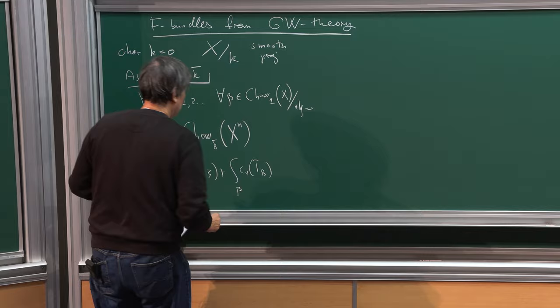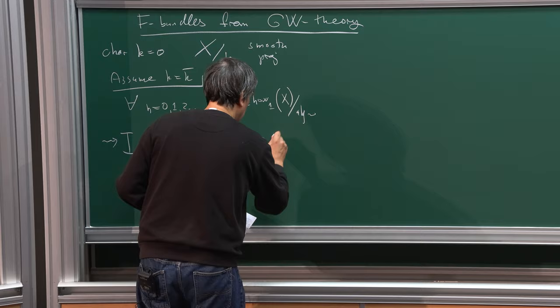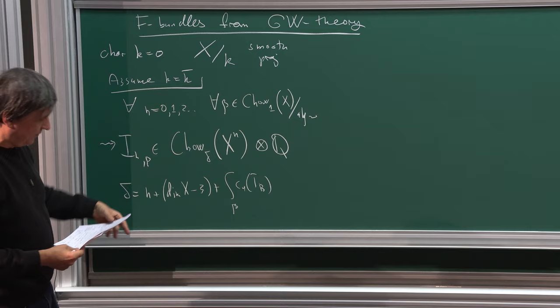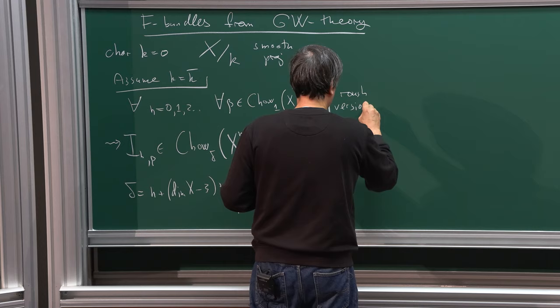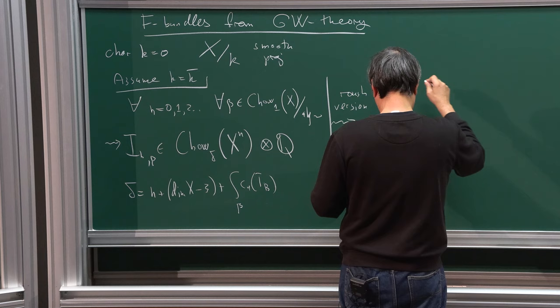And this is up to torsion, but no equivalence here. So it's very fine information. And I will replace it by a rough version. Now beta will be in, again, Chow 1 of X.